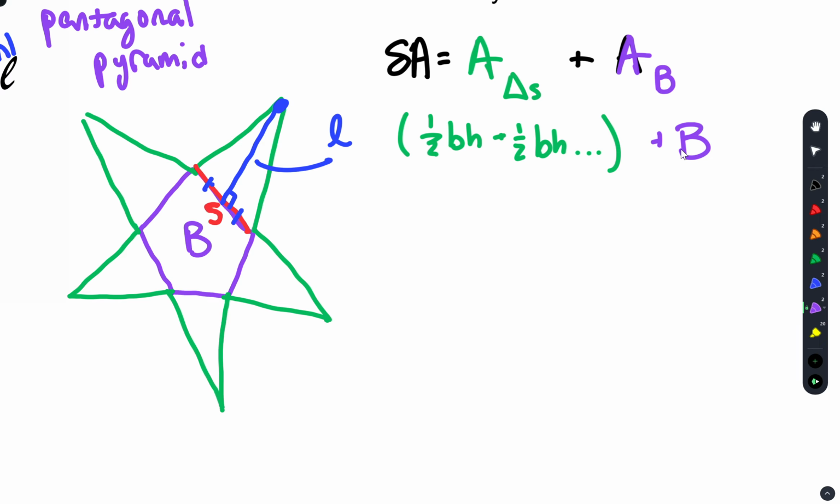I'm going to do a little bit of math here. Oh, wait, actually, sorry. I'm going to substitute in some numbers. So instead of base of my triangle, I'm going to call that base S. So I'm going to rename this 1/2 S. And then instead of an H for height, I'm going to use an L for slant height.